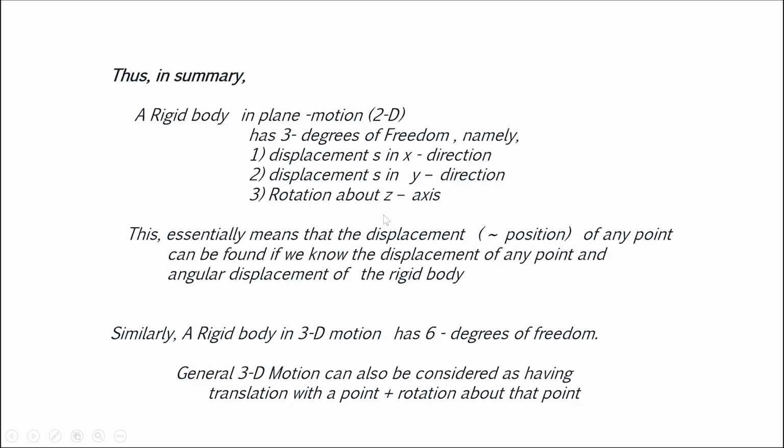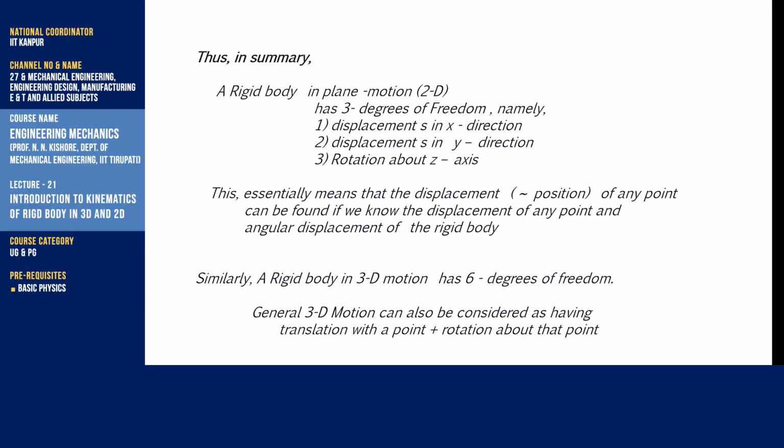Again, I'm emphasizing that the rigid body is supposed to consist of an infinite number of points. So if you know any point's translational components and the rotation, you can find out the displacement of any other point. They are all fixed, so they are no more independent. If you know these three, you can find out the displacement of any other point.